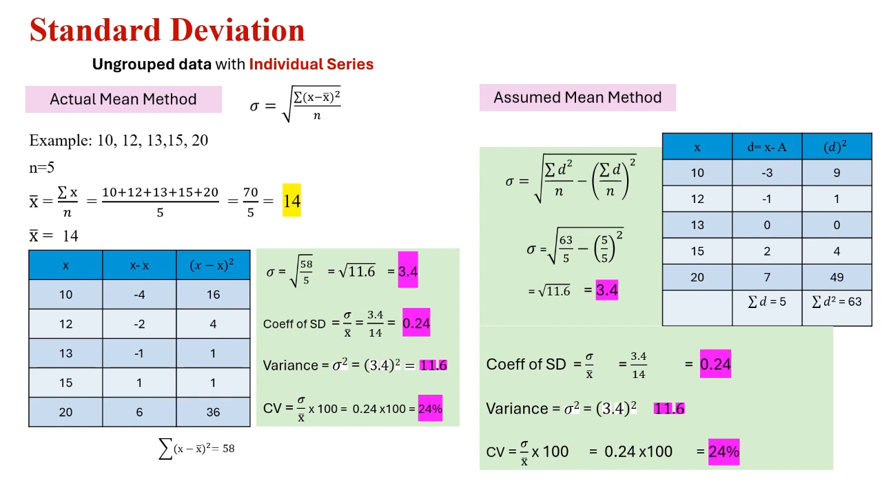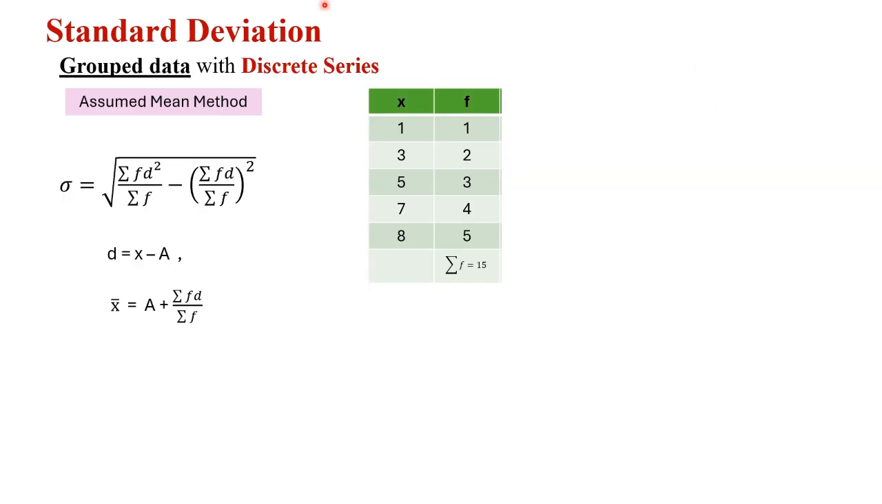Standard deviation for grouped data with discrete series. Here we follow the assumed mean method, same formula, but as this is grouped data, x and frequency f are given. So instead of n we write sigma f, which is the sum of all the values of f. d here is x minus a, a is the assumed mean, and x bar is a plus sigma fd by sigma f.